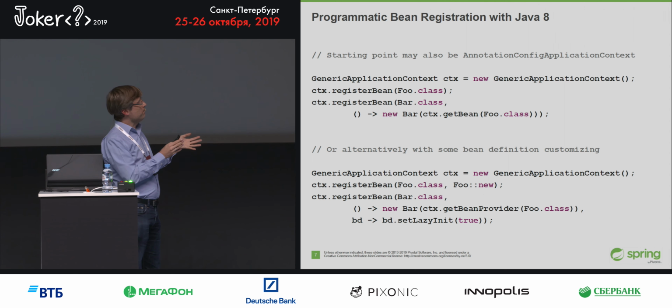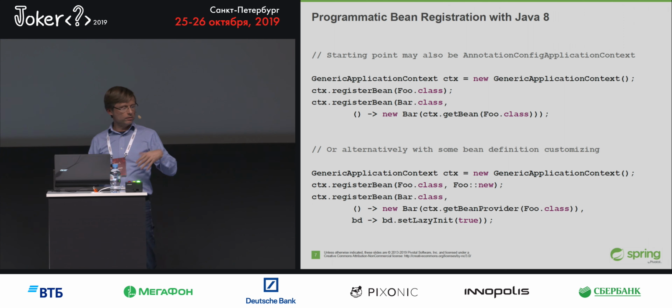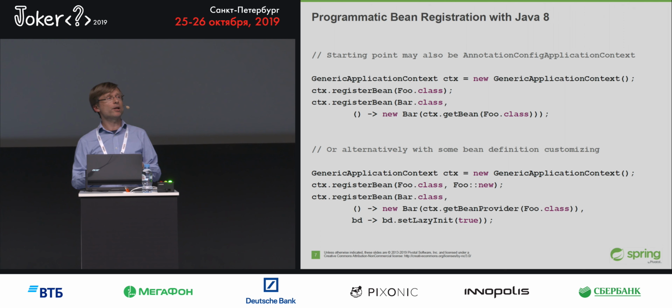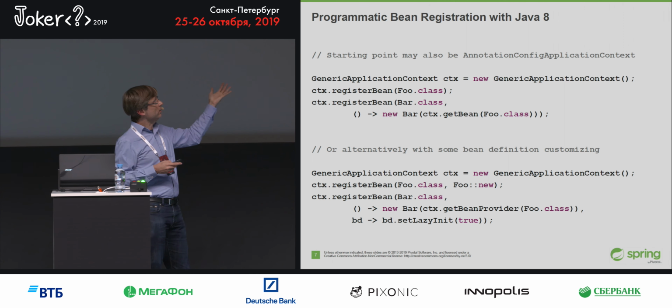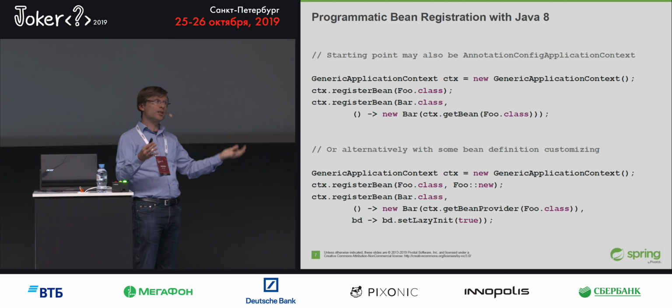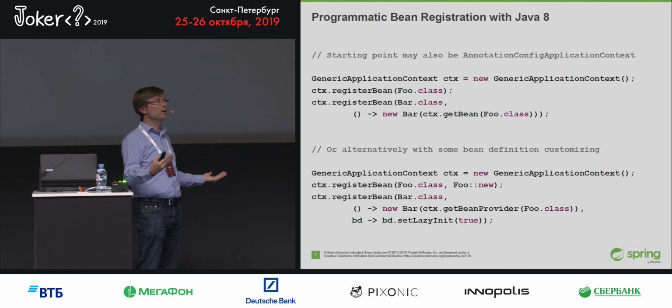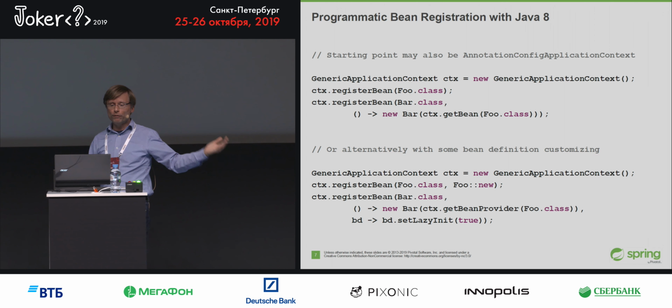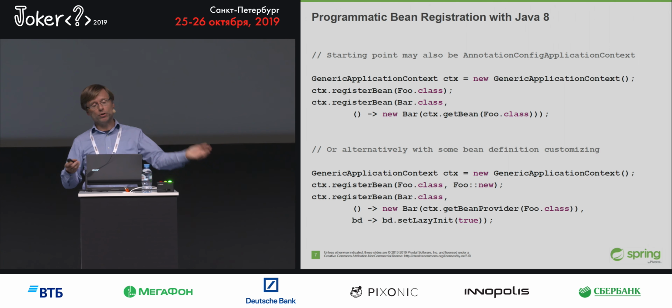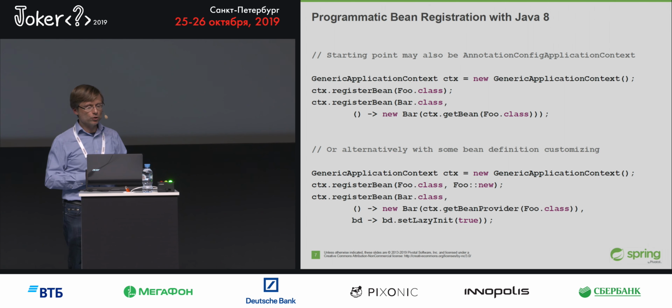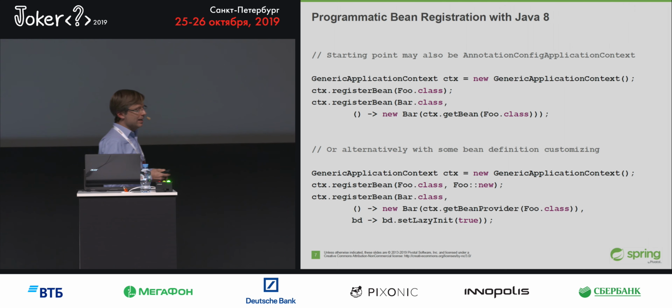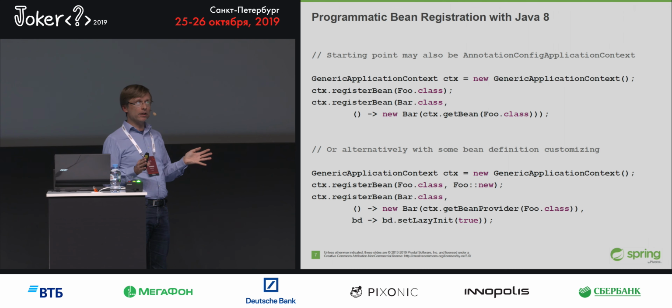This can be mixed and matched. So if you want annotation-based features as well, start with AnnotationConfigApplicationContext instead of GenericApplicationContext. You can instruct the container to perform a class path scan and register further beans by convention. You can register configuration classes. For some beans, you can register instance suppliers as shown here for other beans. So this allows for mixing and matching at every level.